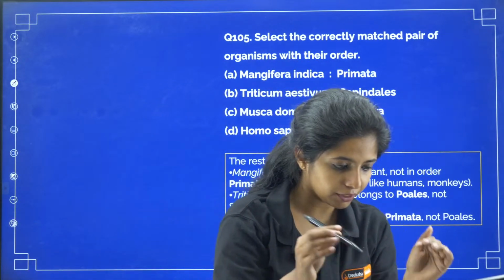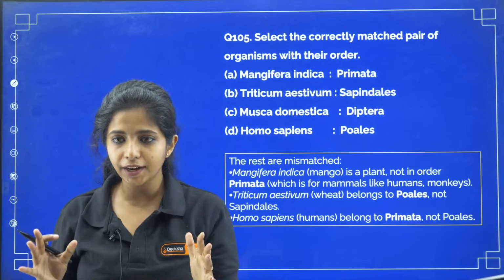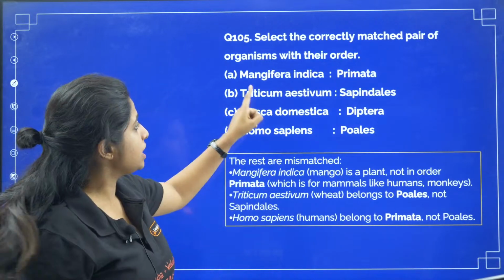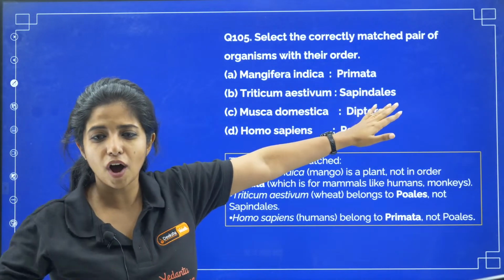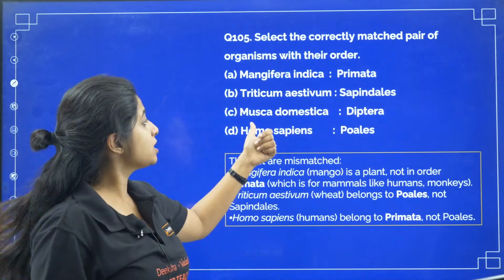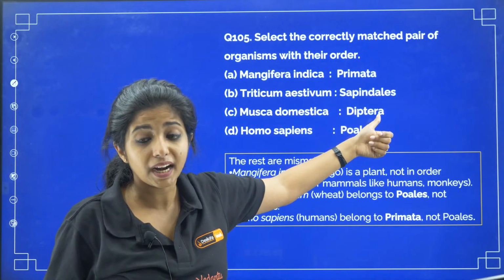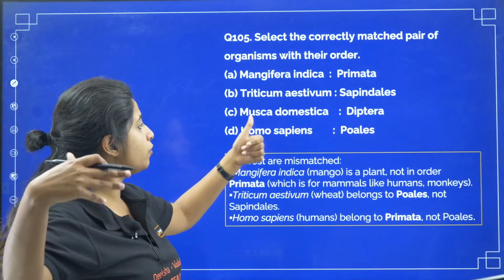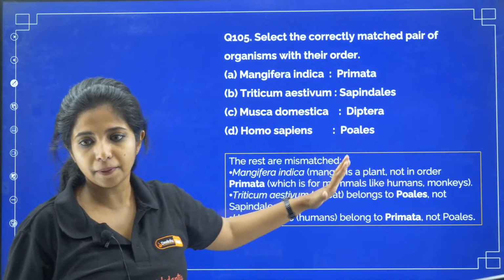Works? Now starts the 11th. Okay, are we ready for the 11th? Select the correctly matched pair of organism with their order. Mangifera indica, primata, wrong. Primates come under mammalia. Triticum aestivum, sapindales, wrong. It is poales. Musca domestica, my dear children, it is diptera, correct. Your makhi, what do you call fly. Homo sapiens, my dear children, they come under primates.